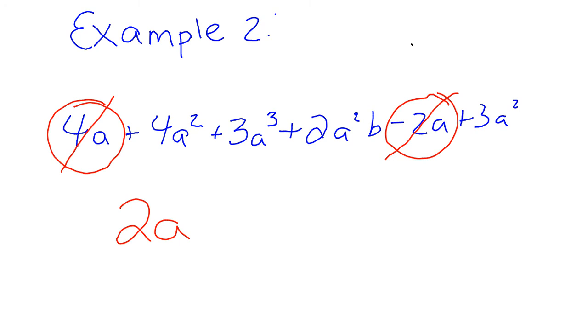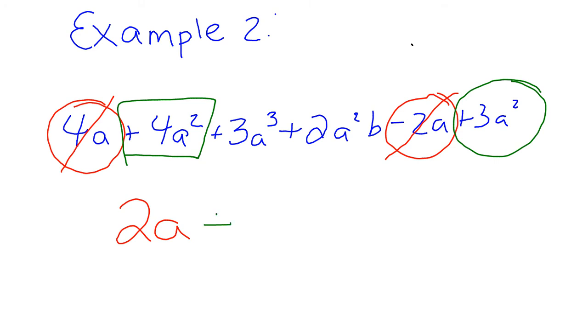We have 4a squared. We have this term here that has an a squared, but because the b is attached, it is not alike. Both the variables and exponents have to be the same. But this term, the positive 3a squared, has the same variable and exponent. So 4 plus 3 is 7. So we're going to have 7a squared. Again, I'm just going to cross them out so that I know we've taken care of it.